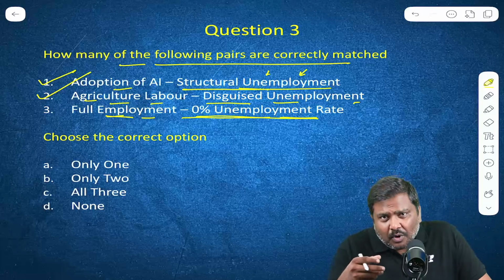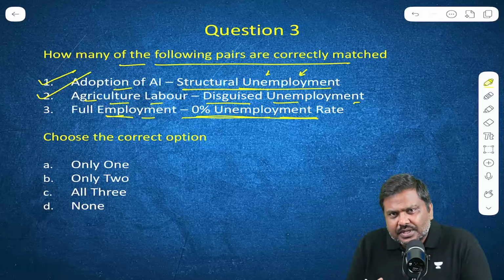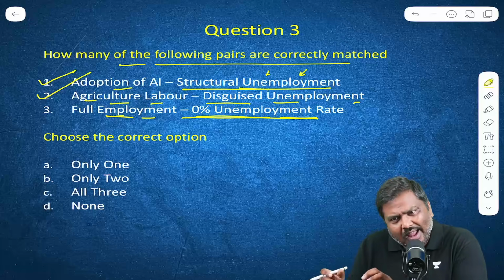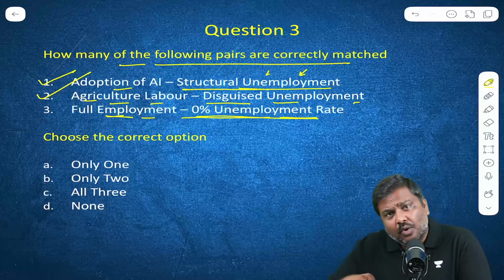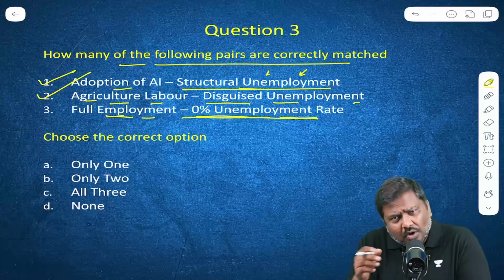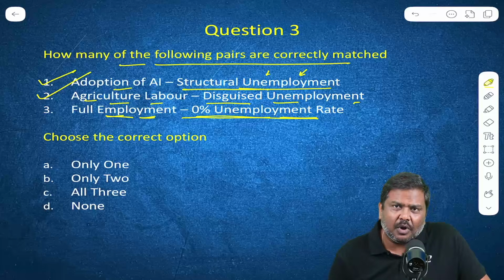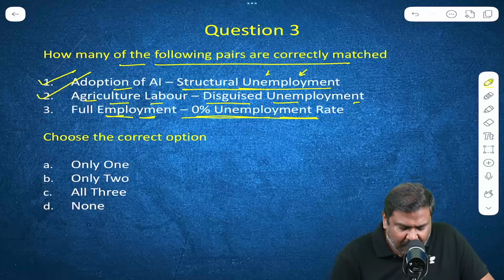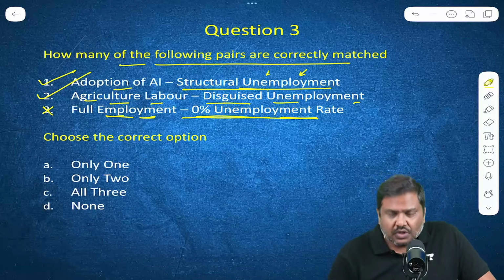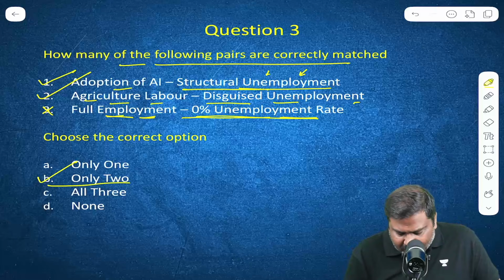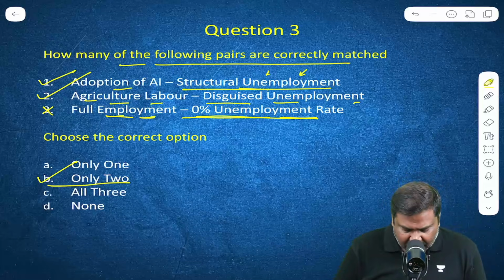But what does full employment generally mean? All the resources which can be utilized efficiently are utilized. All the people who are eligible and want to work are getting jobs. So full employment doesn't mean zero unemployment rate or 0% unemployment rate. This is incorrect. So out of 3 pairs, only 2 are correctly matched. Right option is option B.